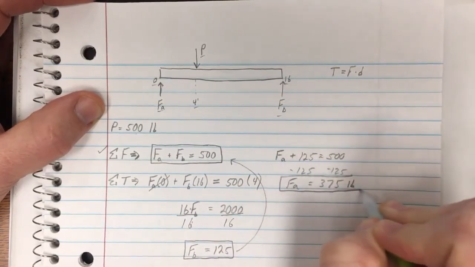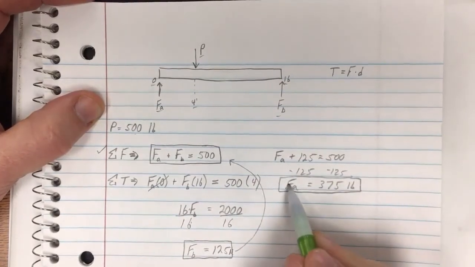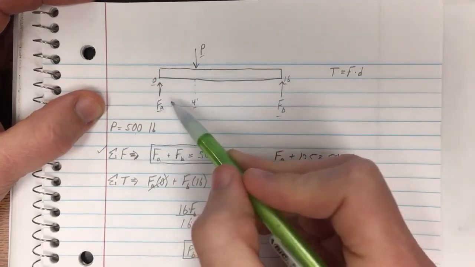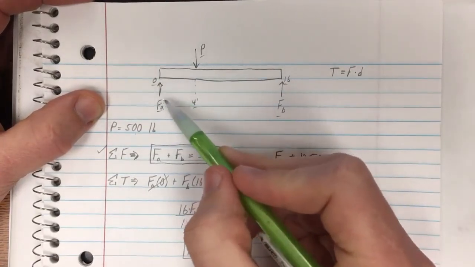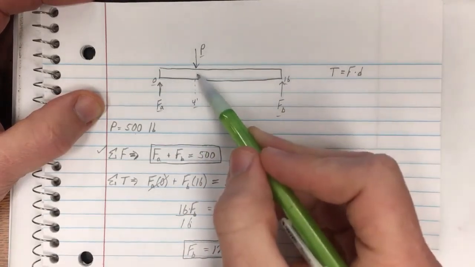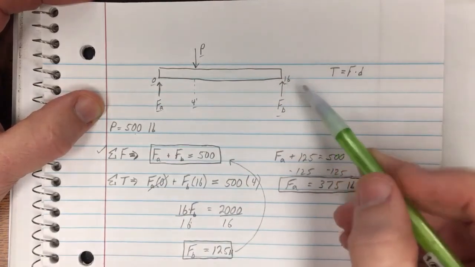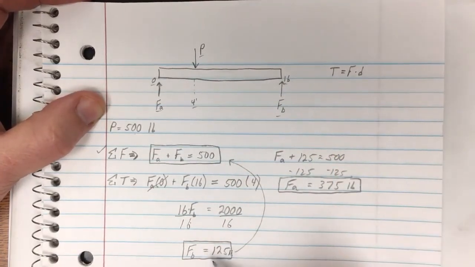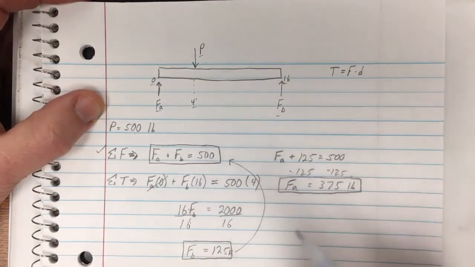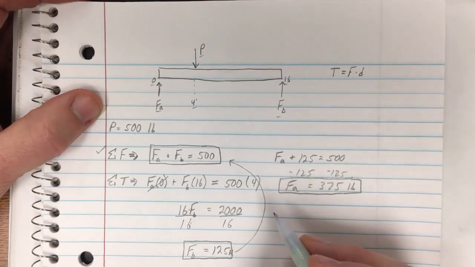And I need to make sure I have units on there, pounds. So hopefully that makes sense. FA is 375 pounds. FB is supporting 125 pounds. If you look at your picture, FA is over on this side. The force, that point source, is a lot closer to FA, so it's supporting more. FB is supporting less. So it makes sense that FA is 375, FB is 125. If we add them together, we get a total of 500 pounds. So it checks out. So that is an example of how to do the first problem. Let's take a look at the second one.